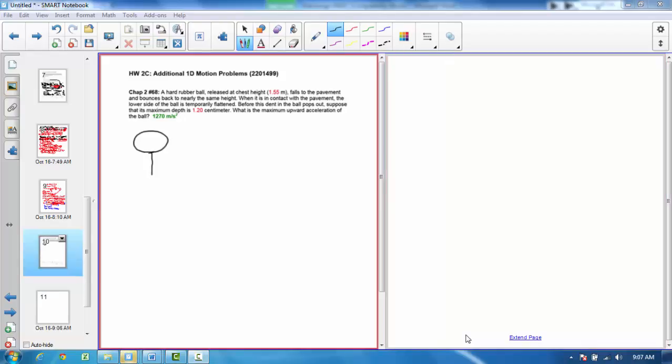We got a ball, it's going to fall down, and then it's going to come in contact with the ground. But when it comes, so this is what it looks like, it's just falling. Right? When it hits the ground, it's going to squish a little bit, so it's going to sort of flatten out, sort of exaggerate that.